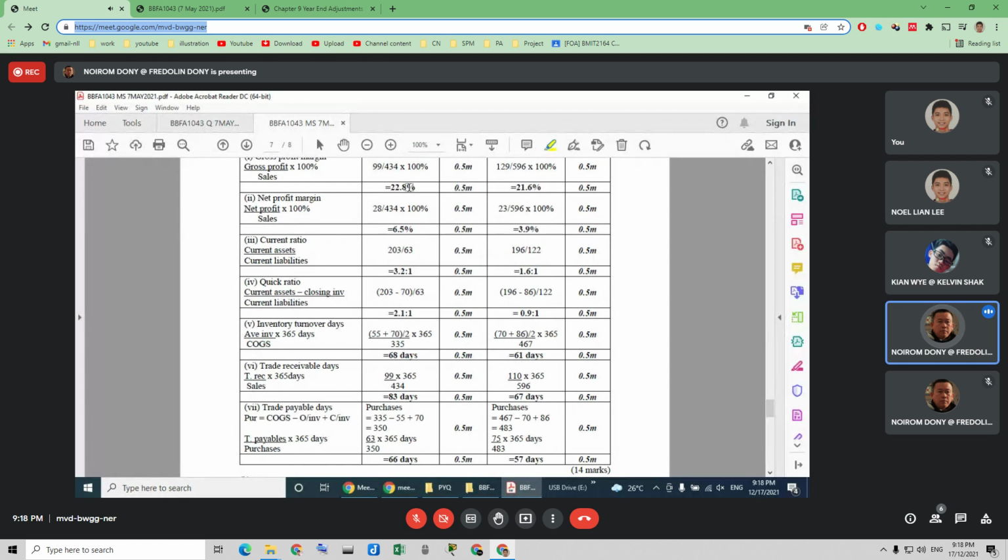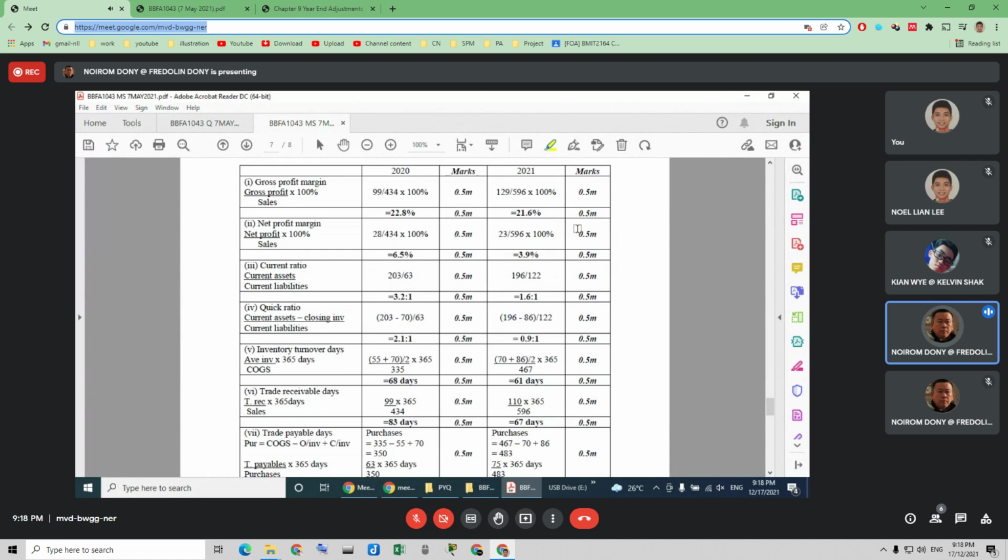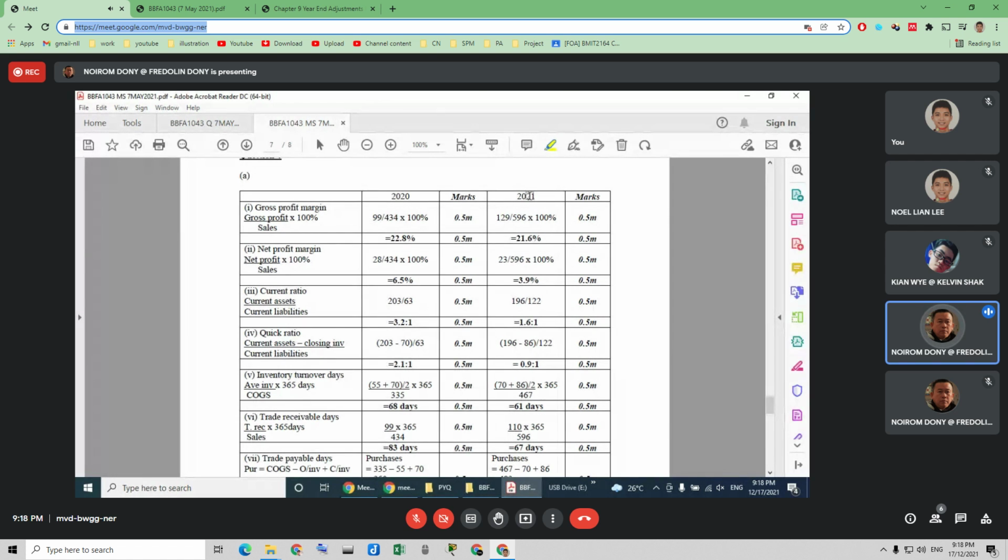So let me read the comment first. By looking at this answer, gross profit margin. So focus on the current year first. This is current year, this is previous year. As you can see, the resulting percentage is smaller than the previous year. So meaning to say, the current year gross profit has dropped in comparison with the year 2020. I mean, you already earned mark just stating that.